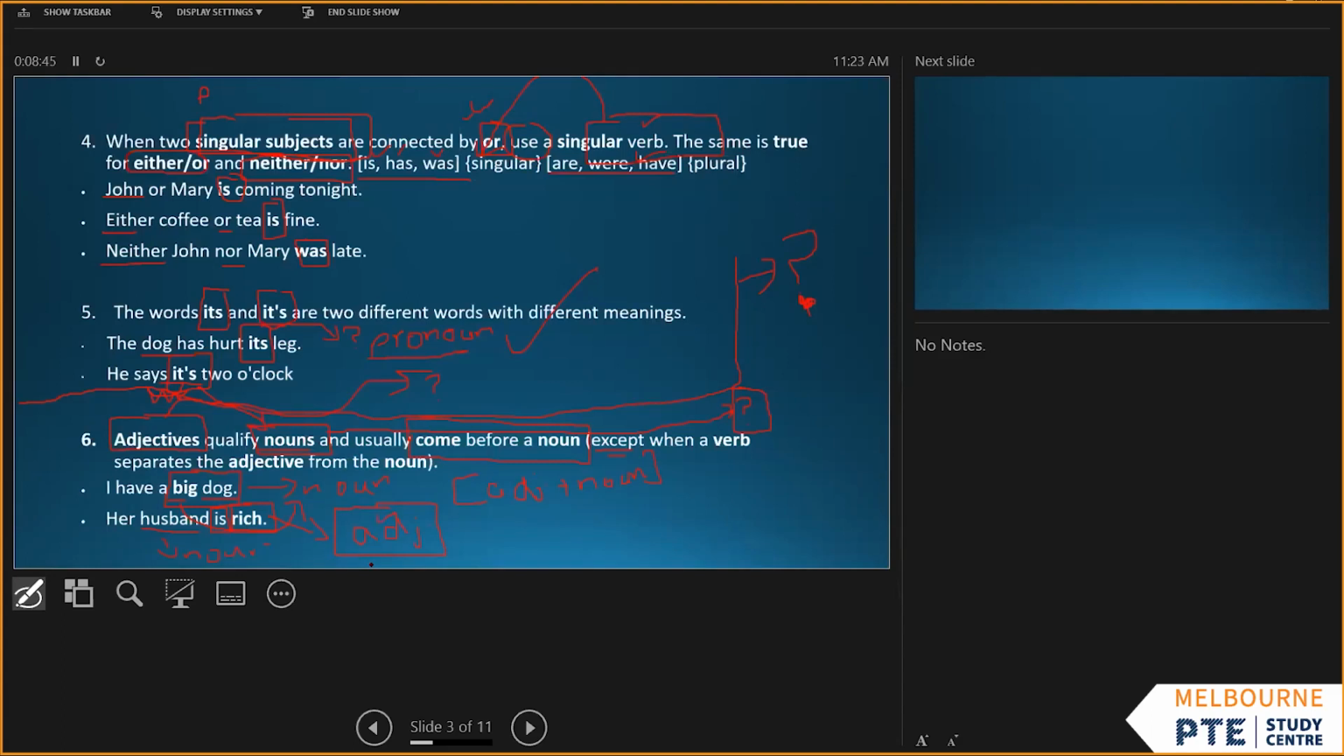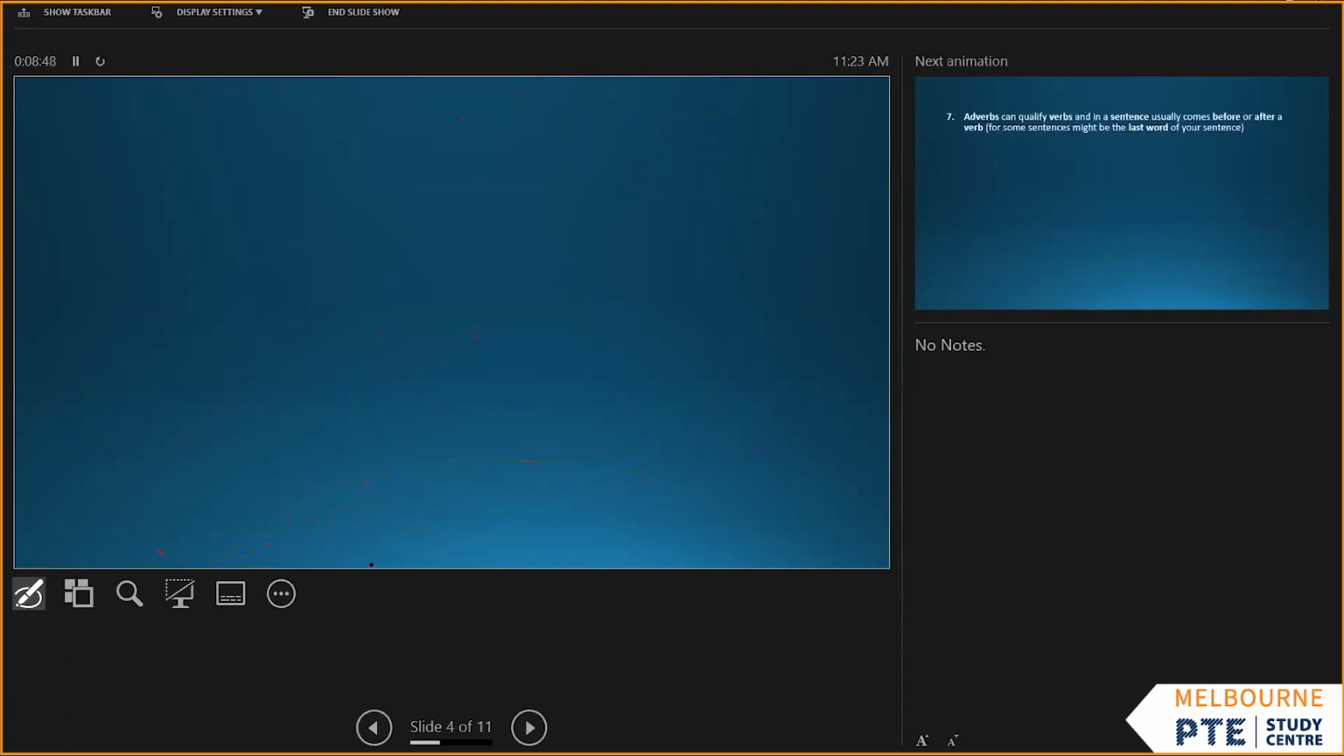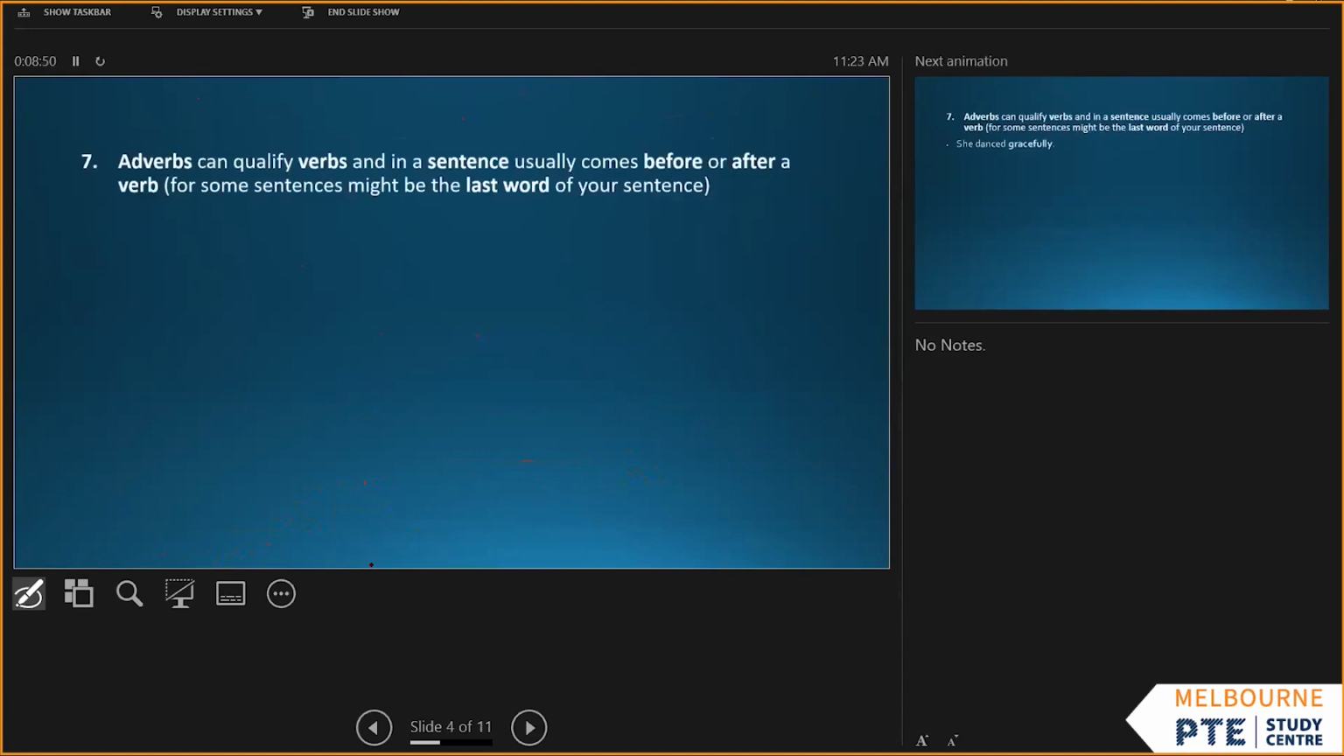All right, now moving on to the next rule. Also an important one. This one is about adverbs. So adverbs can do what? They can qualify your verbs, and in a sentence, they can either come before or after a verb, or for some, it can be the last word as well. They come in quite a few different ways. Now let's have a look at a simple example.